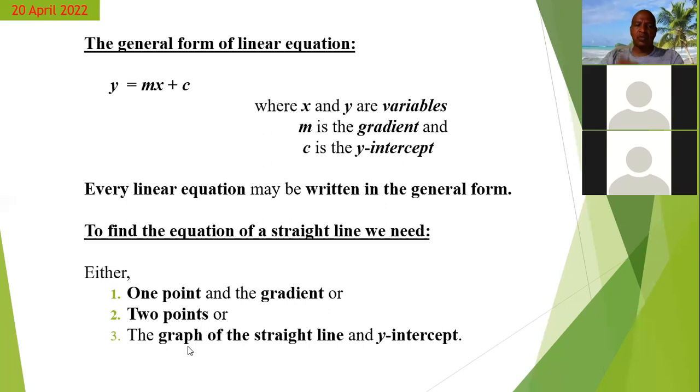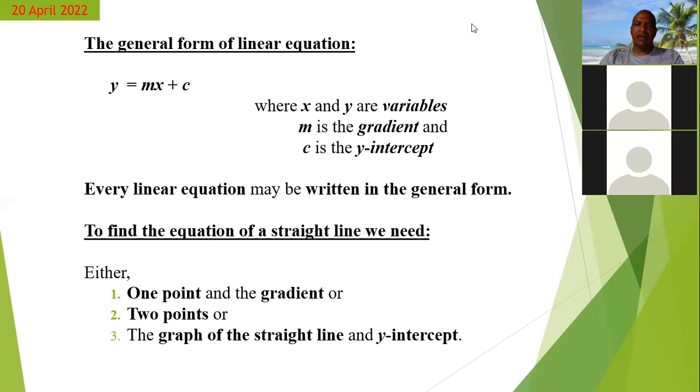Or we can use a straight line from a graph. So when you have a straight line on the graph, in order to find C, you look at where the line cuts the y-axis, and you take that value to be C, and you plug it in this equation. And then you can use the straight line to find the gradient.